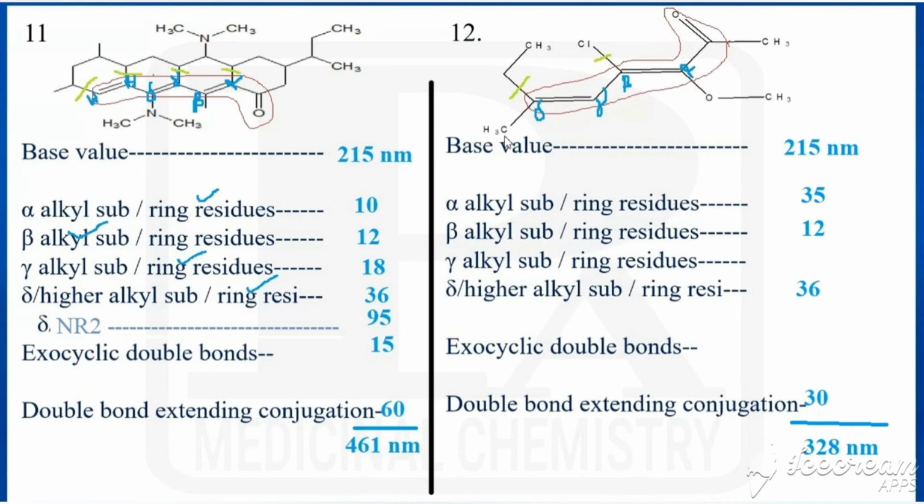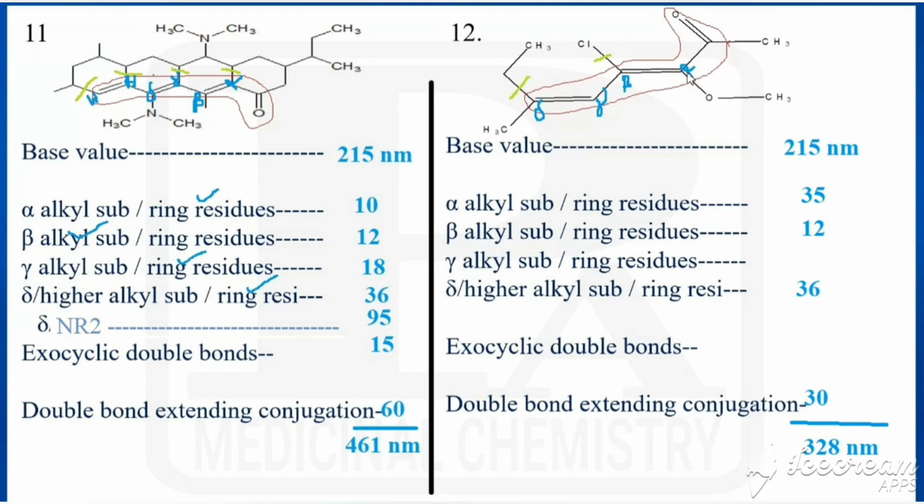That is an acyclic one. So for an acyclic alpha beta unsaturated ketone, the base value would be 215 nanometers. So this is alpha, beta, gamma, delta. What are all attached with it? For alpha it is methoxy, for beta it is chlorine, for delta it is having 2 alkyls, one is ethyl, another one is methyl. So already we have seen the base value is 215 nanometers.